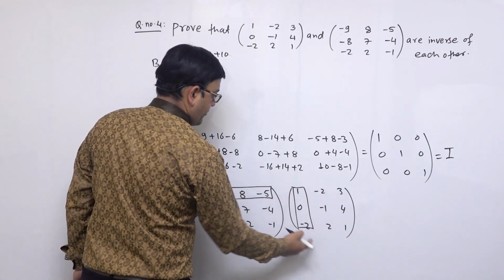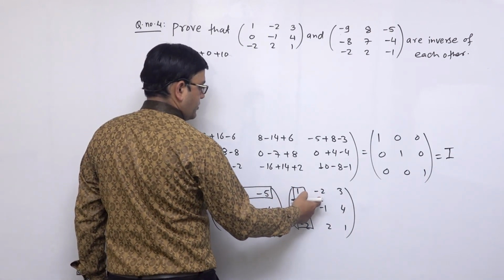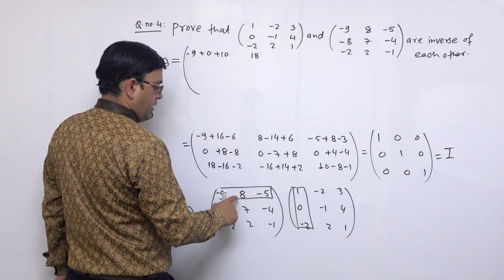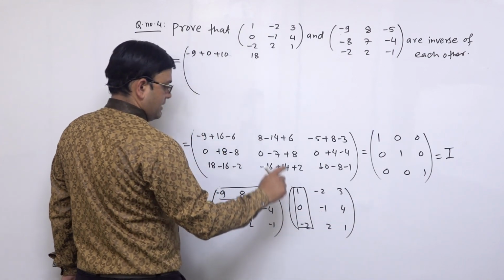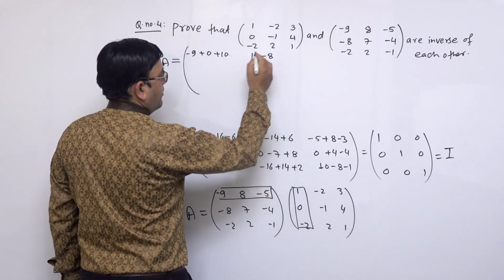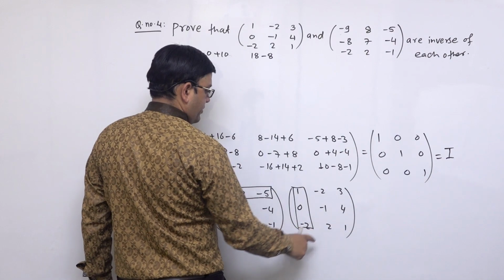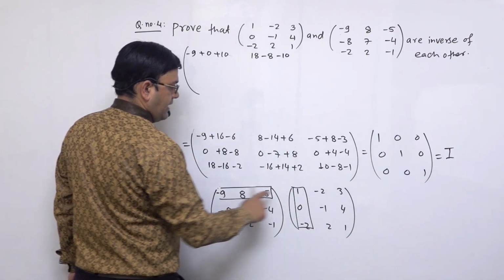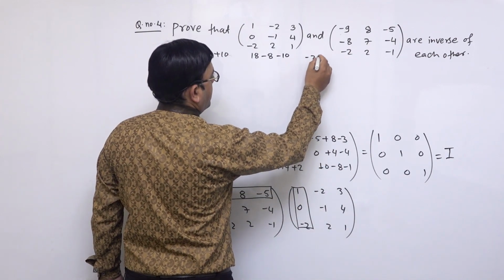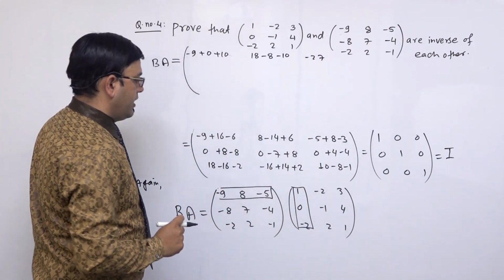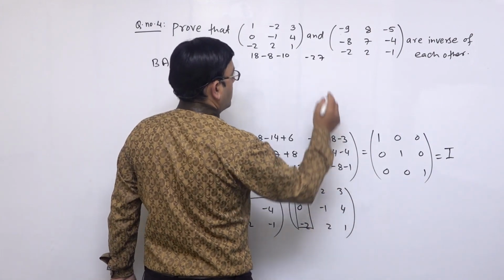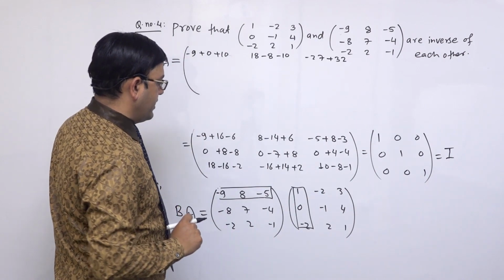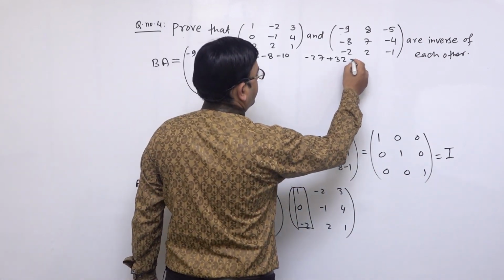Again this times this, so minus 9 times minus 2 is 18, plus 18, and then 8 times minus 1 is minus 8, and minus 5 times 2 is minus 10. Similarly, minus 9 times 3 is minus 27, 8 times 4 is plus 32, and then minus 5 times 1 is minus 5.